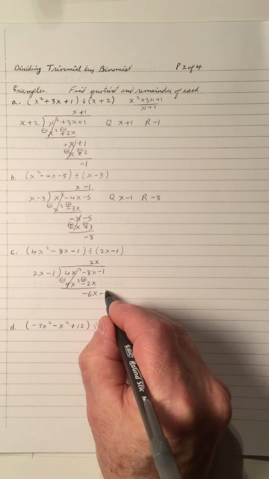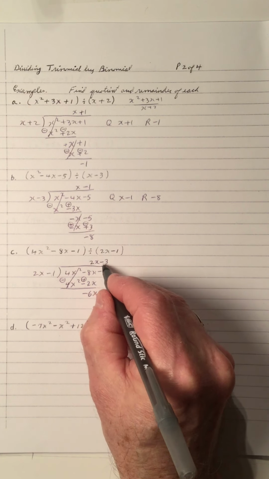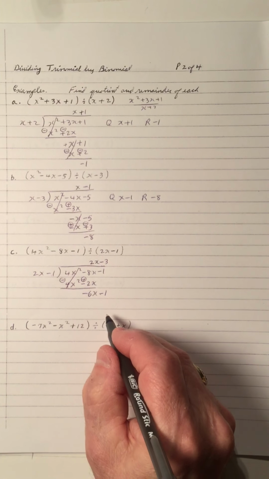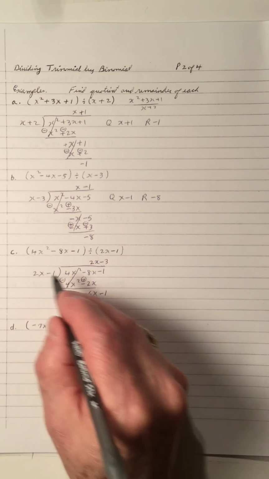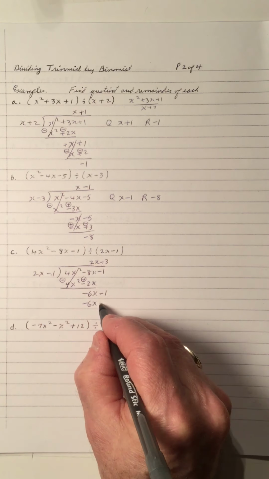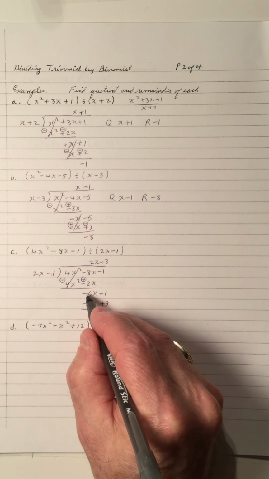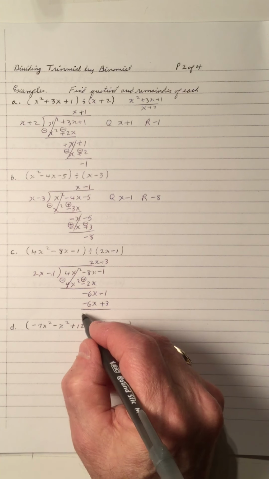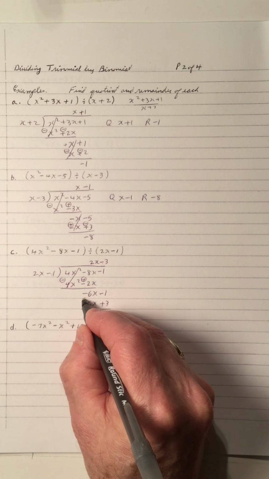Bring down your negative 1. 2x into negative 6x is a negative 3. Notice the x is above the x and the constant term is above the constant term. Multiply back. Negative 3 times 2x is negative 6x. Negative 3 times negative 1 is plus 3. Draw a line. We're going to subtract. Notice negative 6x and negative 6x will cancel out because this negative becomes a positive.